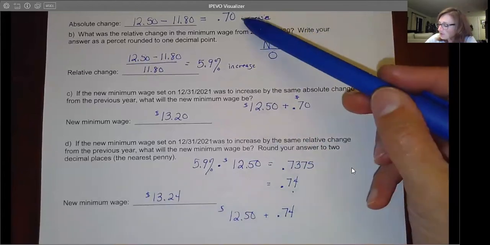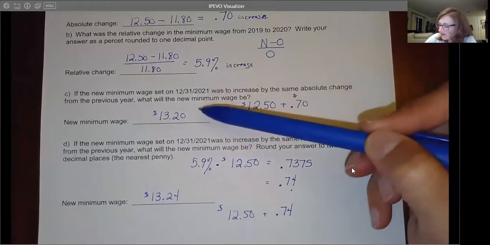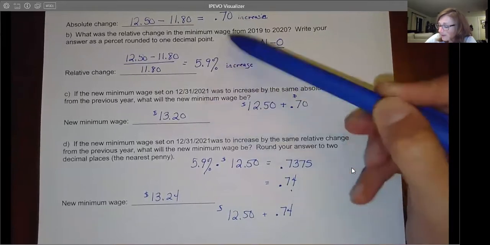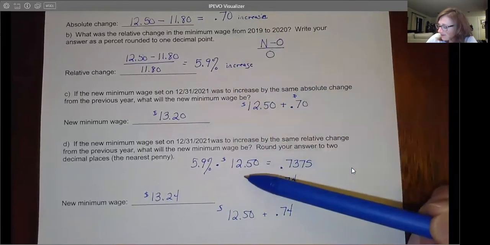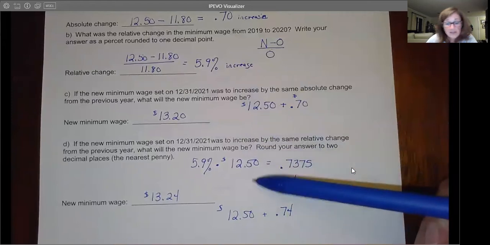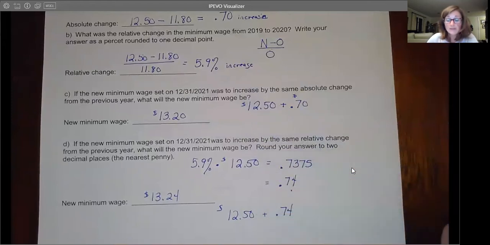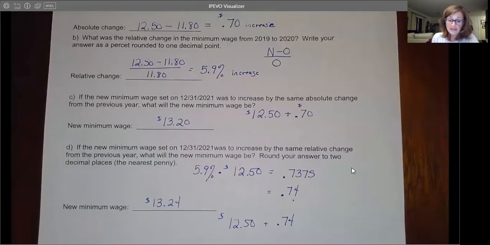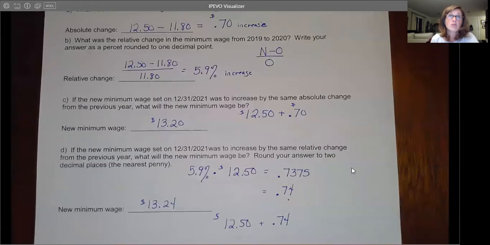Right? So absolute change, relative change. This is an increase by the same absolute change, and this is going to be an increase by the same relative change. So we'll practice some more of those because there's definitely one on the test. We'll practice some more of those when we're together next week. Maybe I'll start off class on Friday with one. All right.